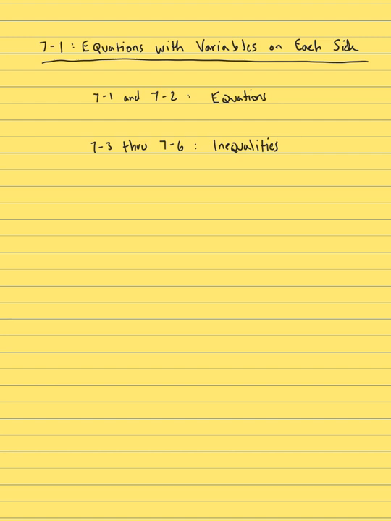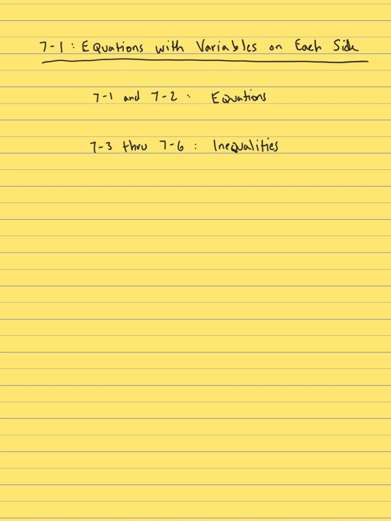Before we get into 7-1, which is solving equations with variables on each side, let me give you a little bit of a preview of just Chapter 7. Chapter 7 is on equations and inequalities, and if you said, well, we've done that already, you'd be right. We looked at equations and inequalities earlier this year, and there's not too much new here.